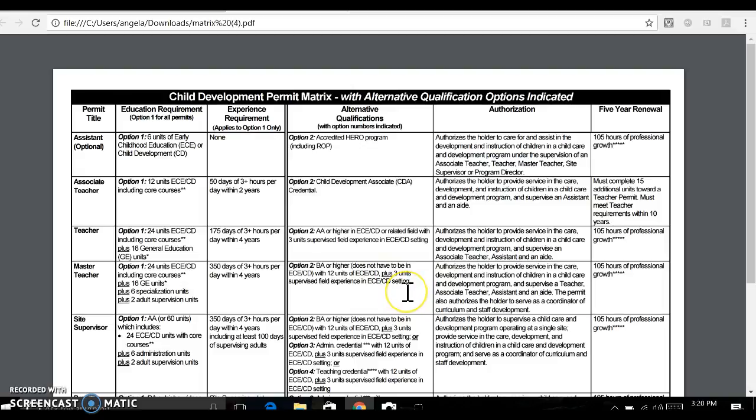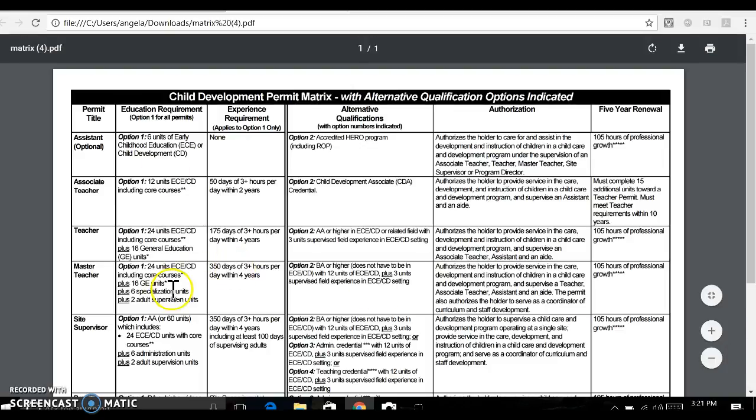So hopefully that's given you a little bit more detail on the classes that you need to take to meet the education requirements and to clarify the experience component. The commission does check these days very, very carefully on a calendar, so you need to make sure that you've met 50 working days of a 3-hour shift or more.